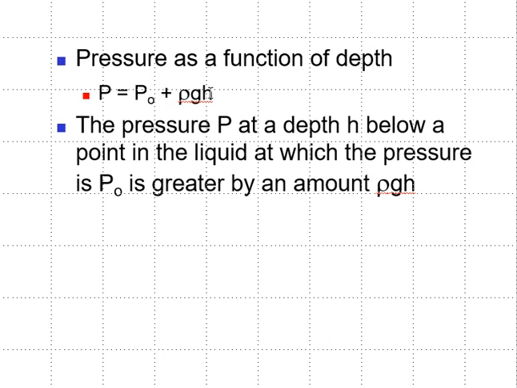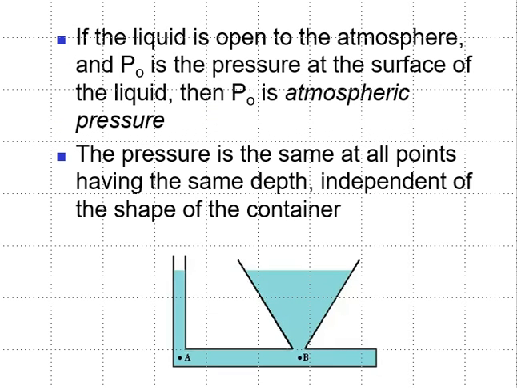Now, if it's calibrated to measure 0 at the surface, then we call that the gauge pressure. If it's also calibrated to measure the atmospheric pressure, we call that the absolute pressure. In general, the pressure as a function of depth will be proportional to the height or the depth in the fluid, also to the gravitational constant and the density of the fluid. If the liquid is open to atmosphere, P naught is the atmospheric pressure.